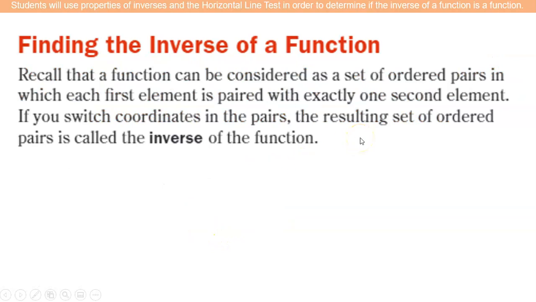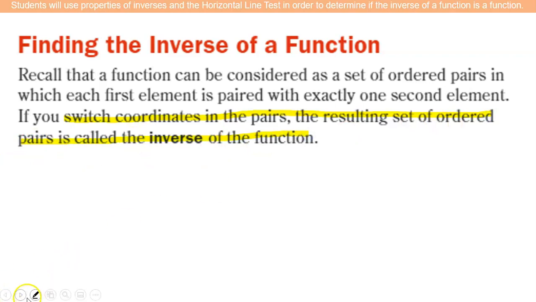Okay, so when we find the inverse, now finding an inverse of a function isn't necessarily something that's new. And if you read the textbook definition, by the way, this is section 3.8 in your textbook, finding the inverse of a function says to recall that a function can be considered a set of ordered pairs in which the first element is paired with exactly one second element. If you switch the coordinates in the pairs, the resulting set of ordered pairs is called the inverse. So basically, there's the key. When you switch the coordinates in the pairs, the resulting set of ordered pairs is called the inverse.